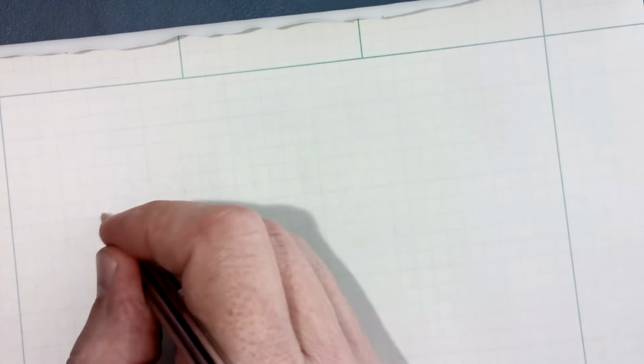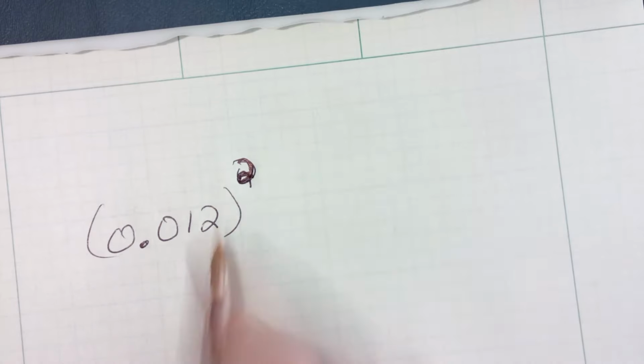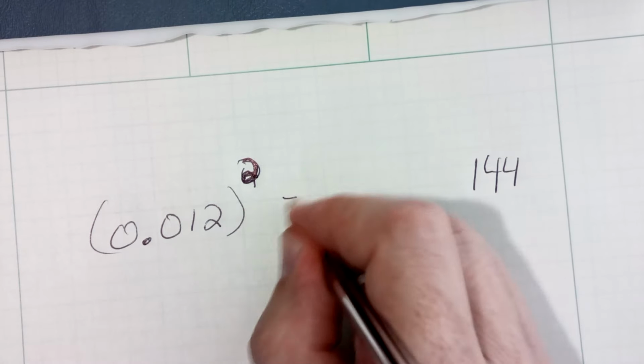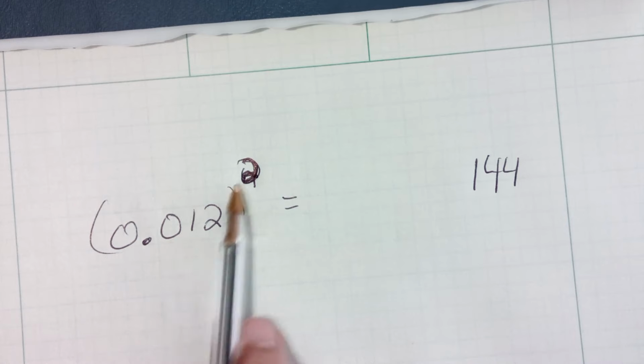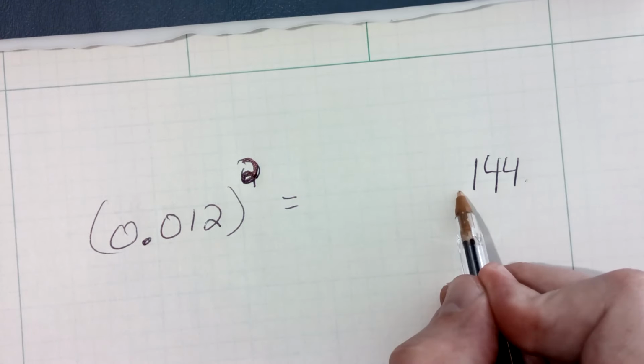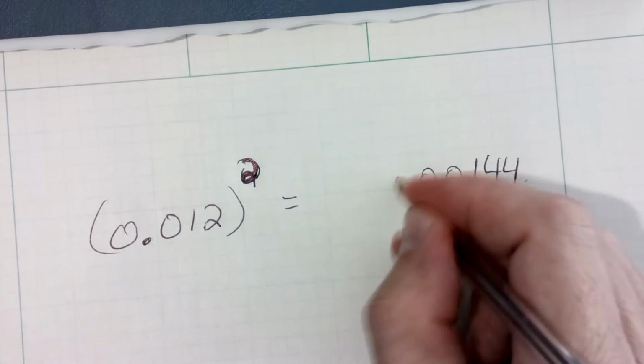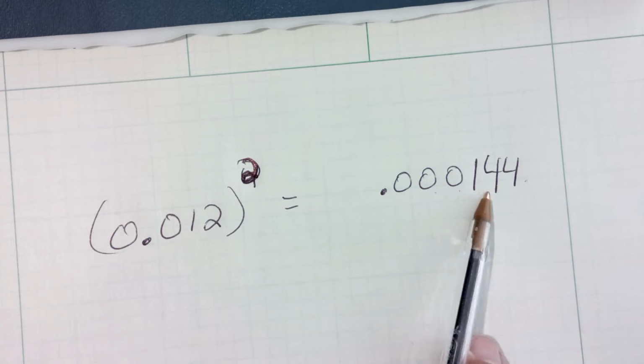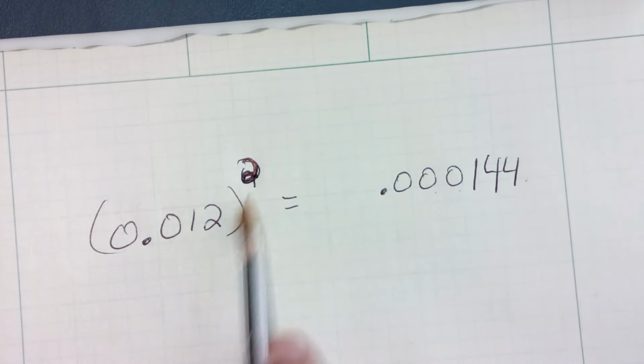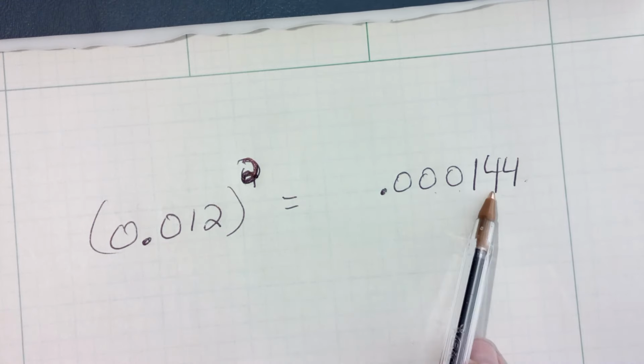Let's do one more and we'll call it good. Let's do something like 0.012, and let's square it, because I can square 12. I know that my solution, 12 squared, is going to have 144 in it. But now I have 3 decimal places twice, so I get 0.000144. I'm hoping that makes sense: when you square a decimal, you get twice as many decimal places in your solution. And then you just square that number.